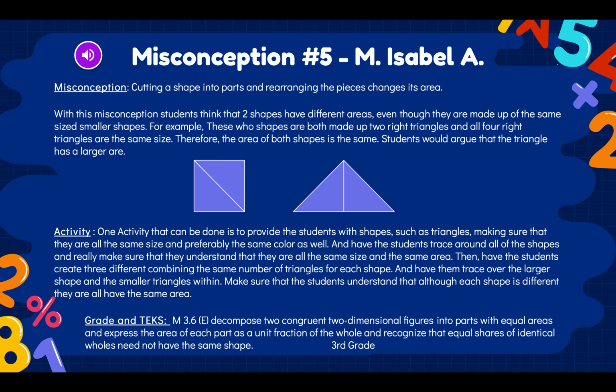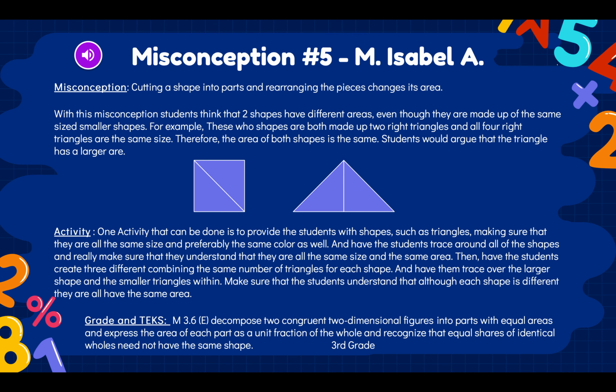And so the TEKS that I used for this was: decompose two congruent two-dimensional figures into parts with equal areas and express the area of each part as a unit fraction of the whole, and recognize that equal shares of identical wholes need not have the same shape.